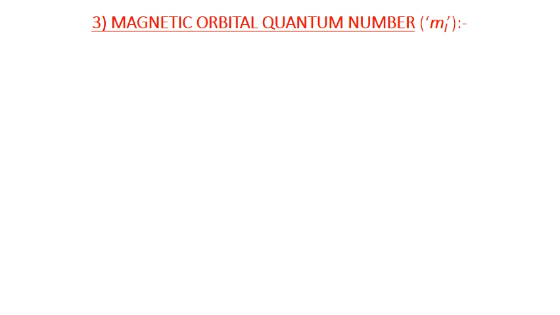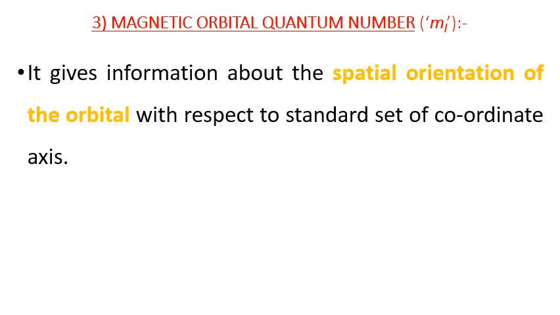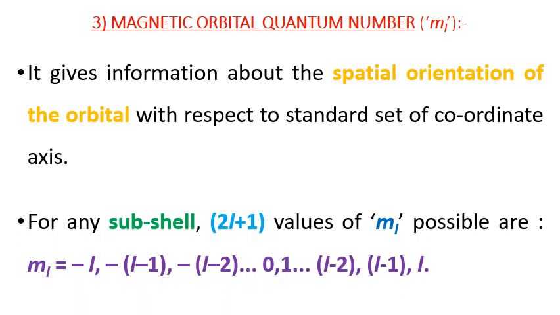Let us know about the third quantum number, that is the magnetic orbital quantum number, denoted by ml. This quantum number gives information about the spatial orientation of the orbital with respect to a standard set of coordinate axes. For any subshell, the number of possible ml values is given by the formula 2l plus 1, where l is the azimuthal quantum number.